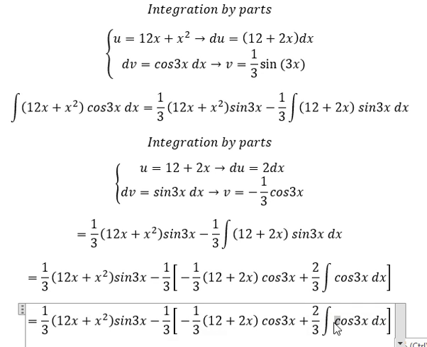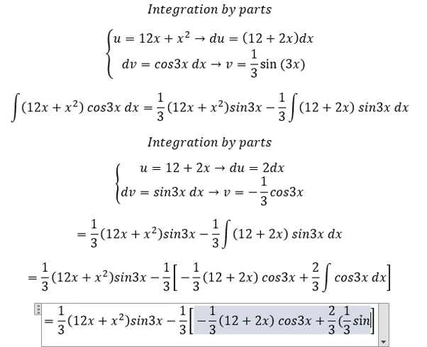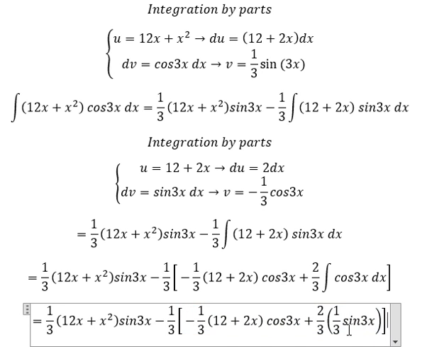So this one is 1 over 3 sine 3x, and I will put plus c.